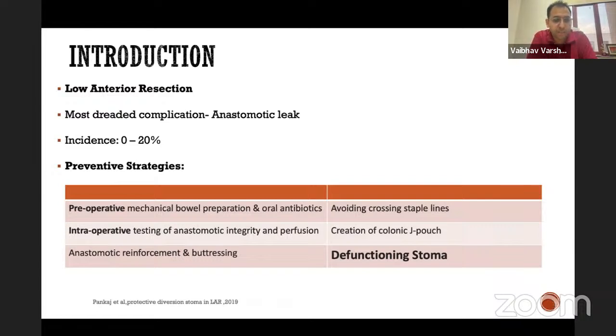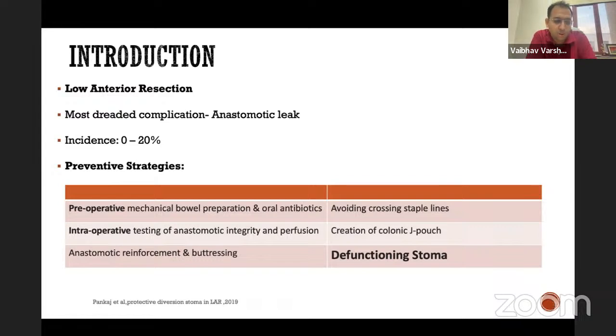Second, intraoperative testing of the anastomotic integrity. Like we do the Jacuzzi test, where we put the patient in reverse Trendelenburg position, pour saline in the pelvis, and with the help of a Toomey syringe or normal syringe, we push air after clamping the proximal colon to see whether any air bubbles are present. And then the perfusion study, which is very popular nowadays, with the help of indocyanine green, to see whether there is any ischemic zone present. If there is, we revise the anastomosis.